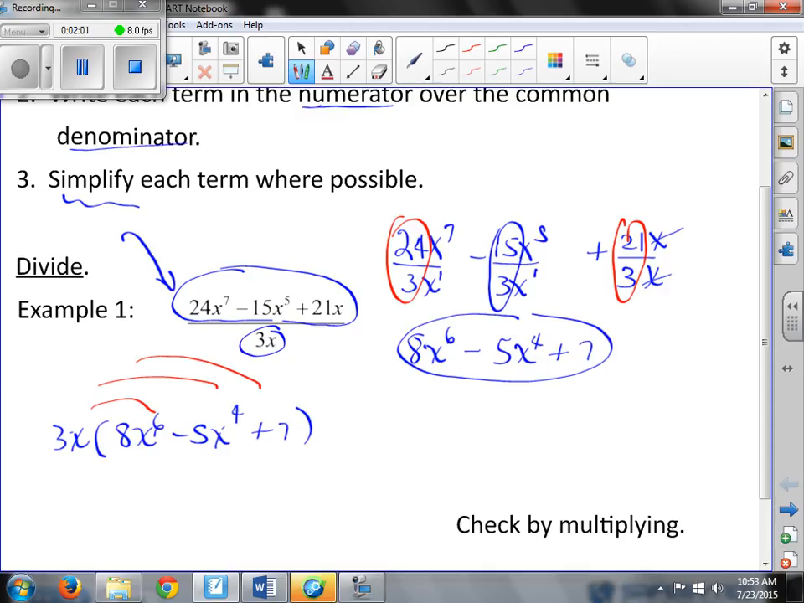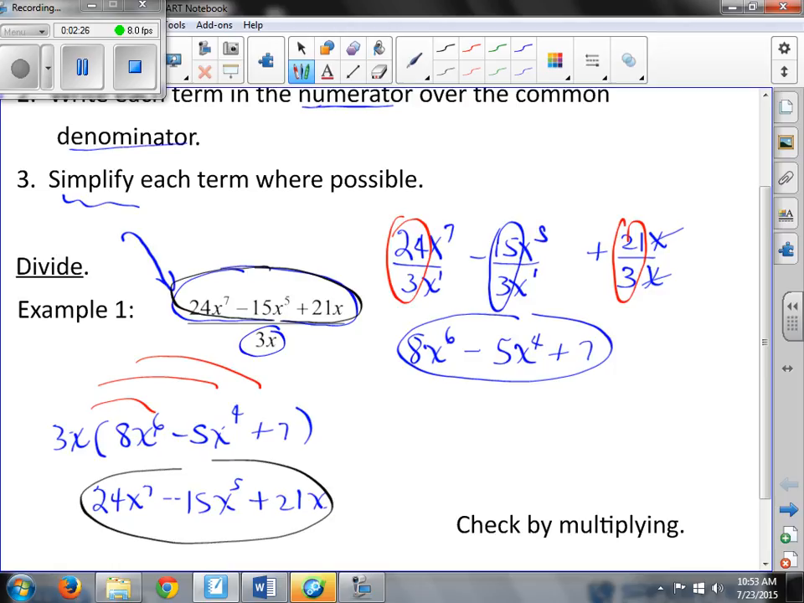So 3x times 8x to the 6th would give us 24x to the 7th. 3x times negative 5x to the 4th would give us negative 15x to the 5th. And 3x times 7 would give us 21x. And we have a match. What we want is for the dividend to match.